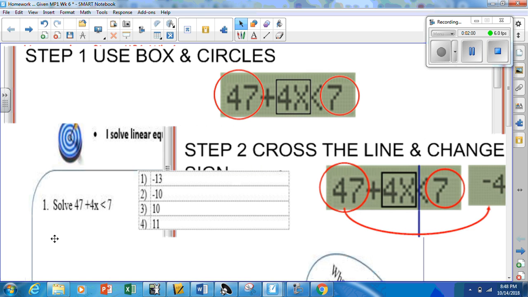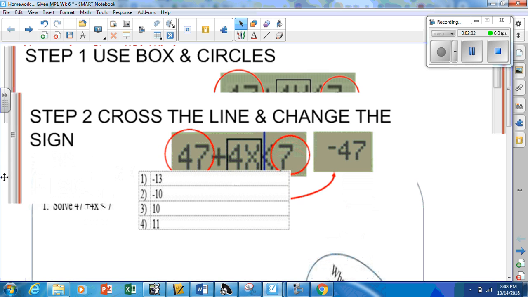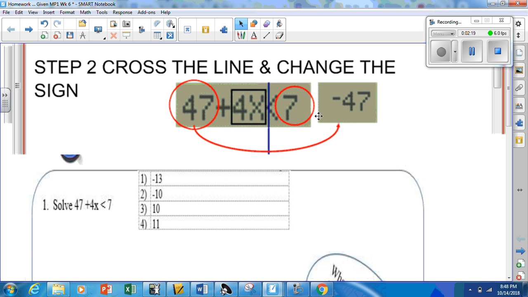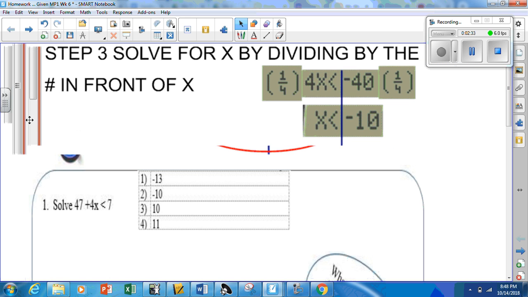Once that has happened, I'm going to ask you to combine your circles with circles, and if you have 2 sets of boxes, you'll combine those. The rule here is that when we cross the line, we change the sign. So if I go from left to right, 47 becomes negative 47. I combine negative 47 and 7, and I'm going to get a negative number. In fact, I get a negative 40.